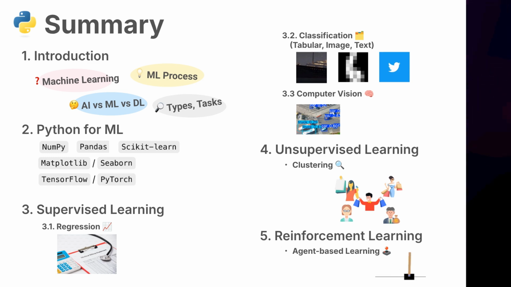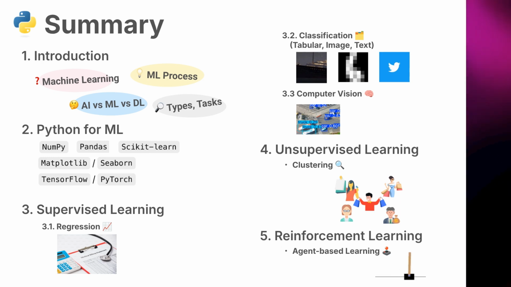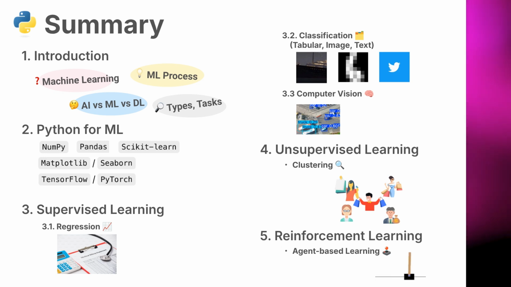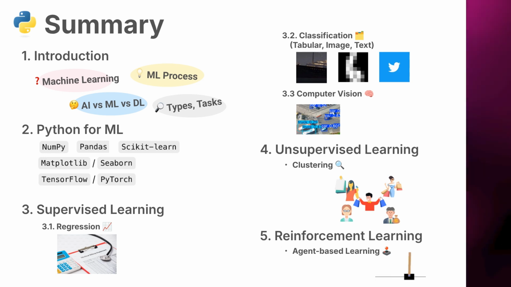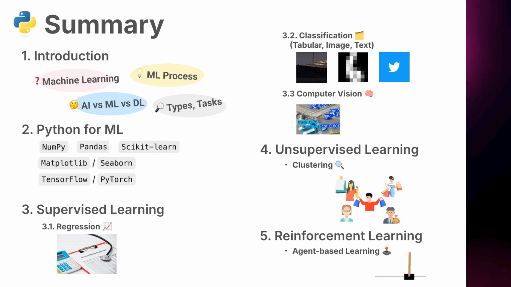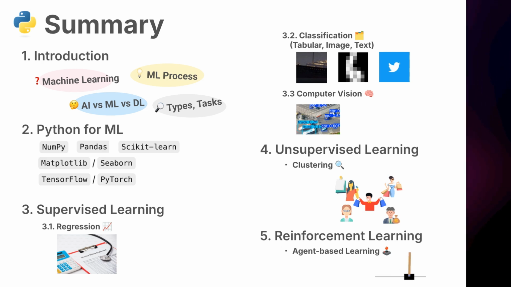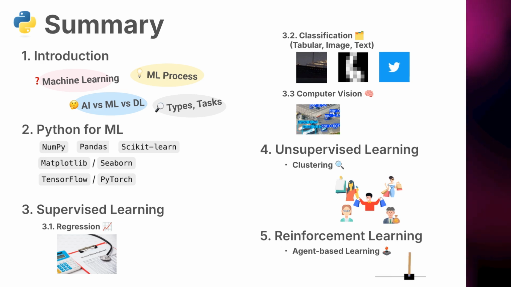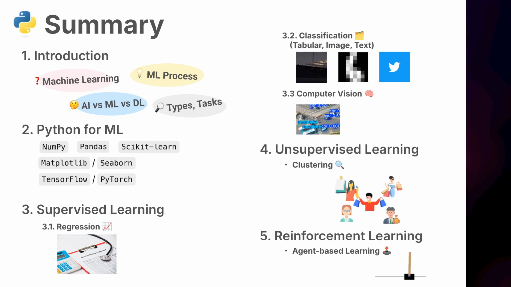We also categorized the types of machine learning into supervised, unsupervised, and reinforcement learning, and identified the typical tasks associated with each, such as regression, classification, clustering, and agent-based learning. 2. Python for machine learning. We introduced essential Python libraries widely used in machine learning: NumPy and Pandas for data manipulation, scikit-learn for implementing classic machine learning algorithms, matplotlib and seaborn for visualizing trends and distributions, TensorFlow and PyTorch for building and training deep learning models. 3. Supervised learning. We studied supervised learning, where models learn from labeled data to make predictions.